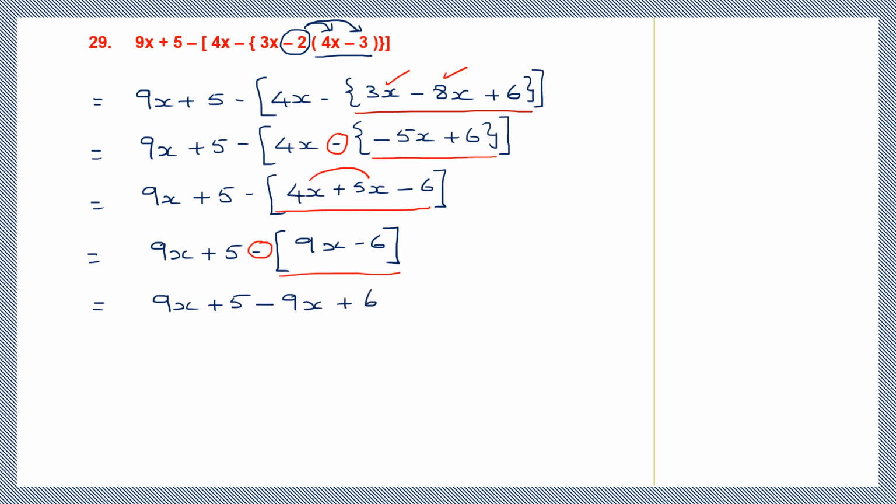So here let's simplify the like terms. 9x minus 9x is 0. So we're going to remove that. We only have plus 5 and plus 6. Both are addition. So plus 5 plus 6 is 11. So our final answer here is 11.